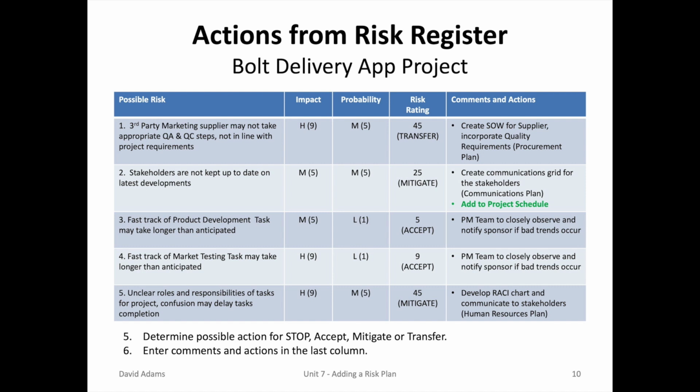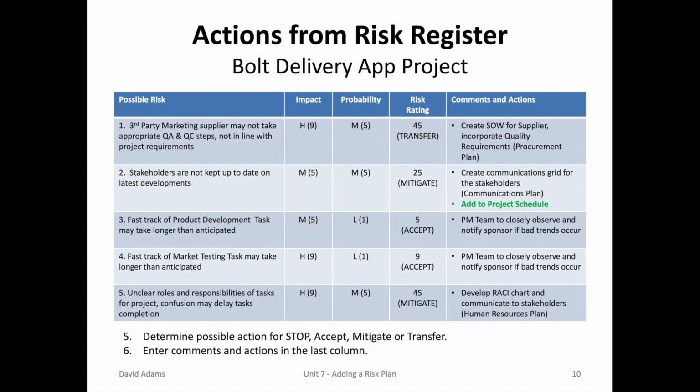With the second possible risk, the risk rating of 25, the group decided to mitigate. That is, having the communication grid with the stakeholders, part of the communication plan, and then add the monthly meetings to the project schedule. So that's a further action which we'll take on in the next unit.